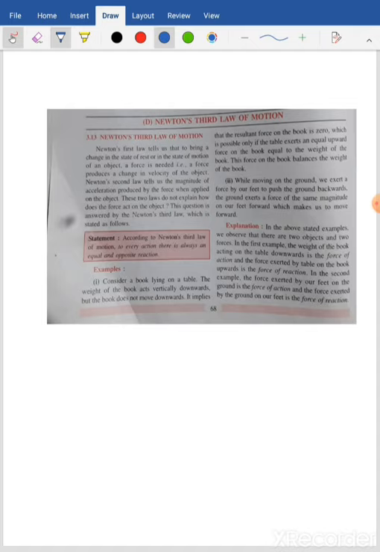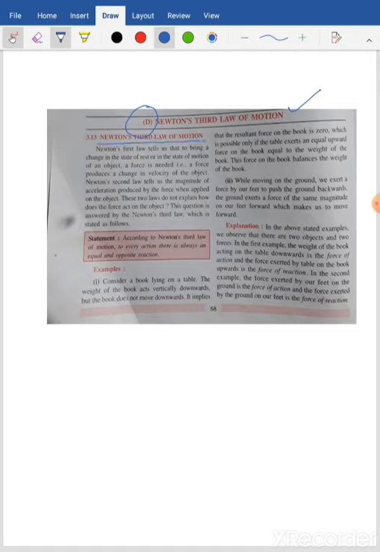Now, as you all know, we are doing a chapter called Laws of Motion, isn't it? Chapter number 3. We have completed Unit A, Contact and Non-Contact Forces, Unit B, Newton's first law of motion, and Unit C, Newton's second law of motion. Today we are starting Unit D, Newton's third law of motion. This is the easiest law among the three laws of motion. Newton's third law of motion.